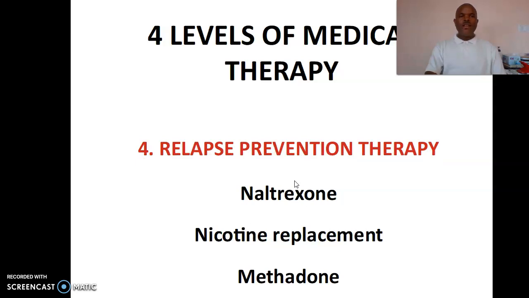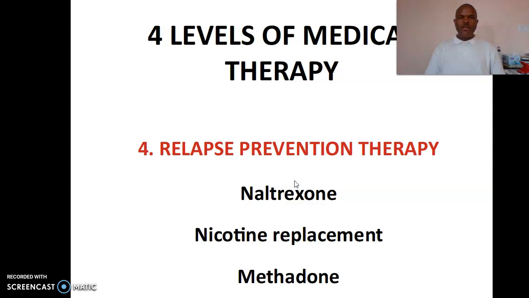And then the last level is relapse prevention therapy. And in relapse prevention therapy, usually at the end of rehabilitation period, this is a time we feel we have succeeded fairly well in our rehabilitation. And now we are preparing to let this person go out and live a life outside the rehabilitation center. So we want to prevent relapse. Relapse is when someone goes back to their old ways of abusing drugs. And we want to prevent that.